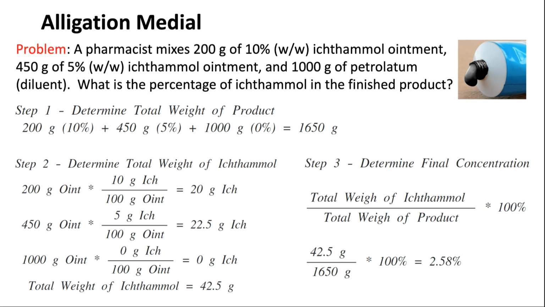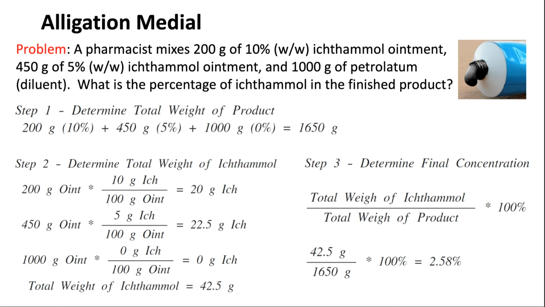So to express the concentration of ichthymol in this new combined product, it contains a 2.58% weight per weight concentration of ichthymol. And that essentially is the answer to this question. And hopefully you think this is a pretty easy question, because it is an easy question. This is just to show you the process for doing the alligation medial method. The reason I say this one is easy is that we were given the amounts and concentrations of all of our ingredients, and we simply had to find the final percentage.